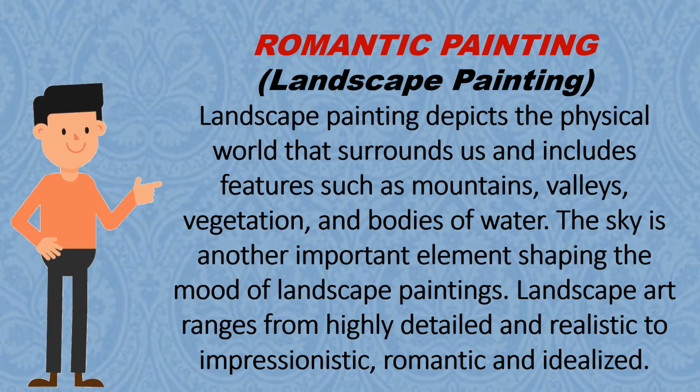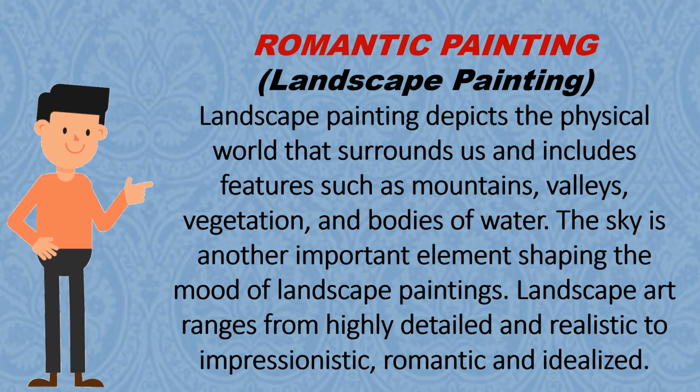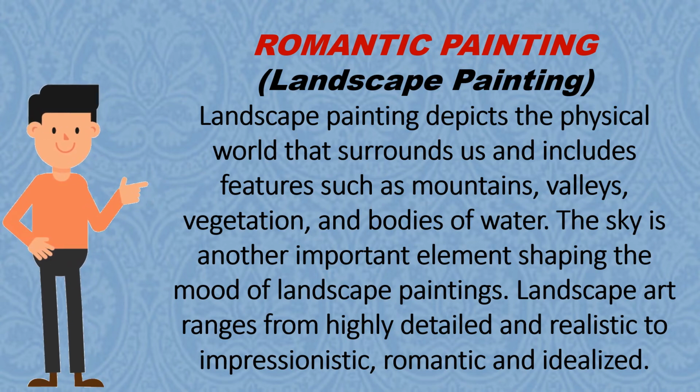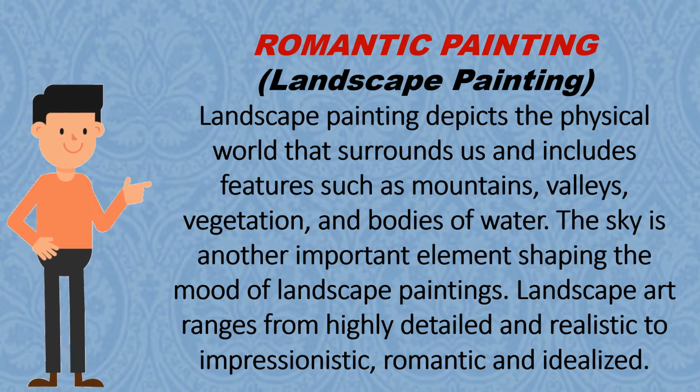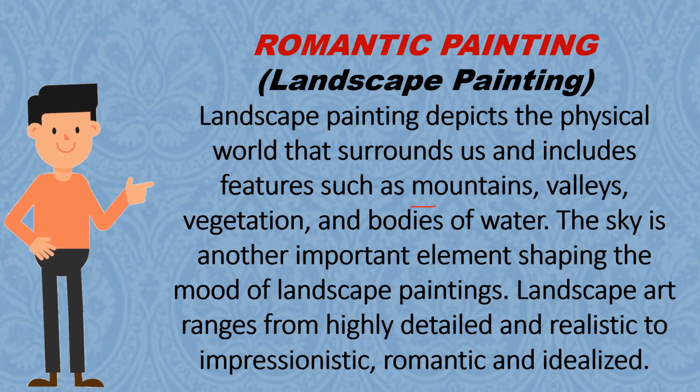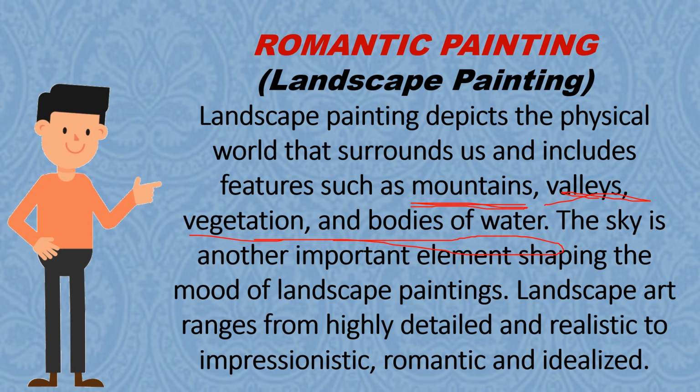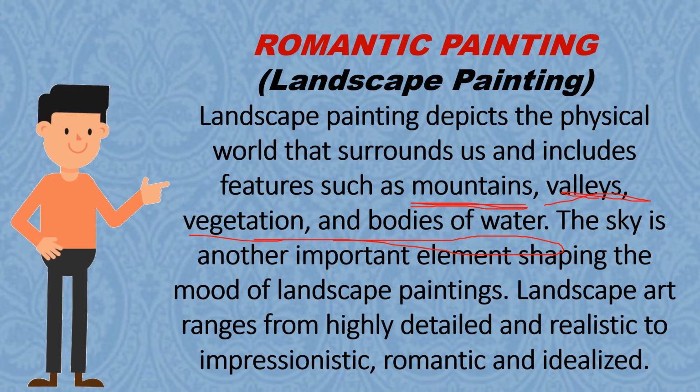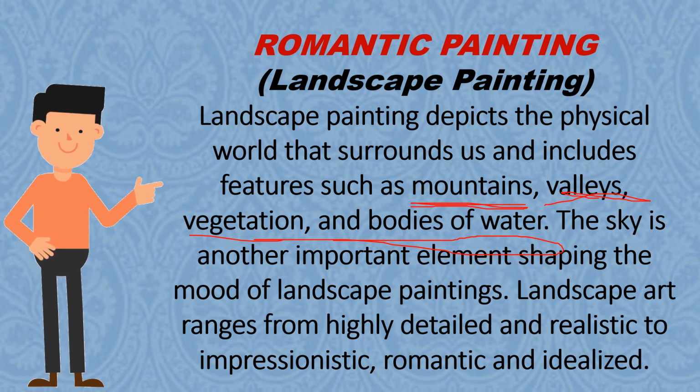So romantic painting, or the landscape painting, we're dealing with the landscape painting. When we say portrait painting, you're going to draw the image of a person. Now, when we are dealing with landscape painting, we are dealing with different elements wherein most of the pictures include mountains, valleys, vegetation, and bodies of water. I know that you are all familiar with this because you were fond of doing this in your elementary days. The sky is another important element shaping the mood of landscape paintings.